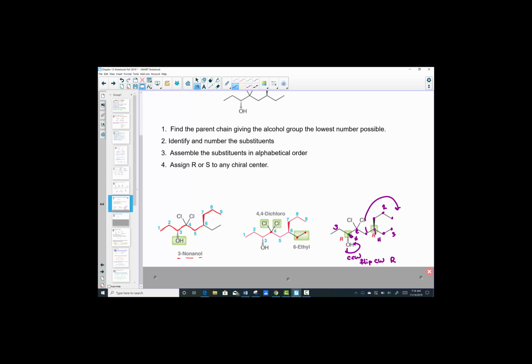So putting that all together, what did you come up with for a name? At position 3, there is an R configuration, as well as position 6, there is an R configuration for chirality. Dash 4,4 dichloro, that's alphabetical for chlorine. Dash 6 ethyl, 3 nonanol, the OL ending for the alcohol. How'd you do? Would you like to try another?